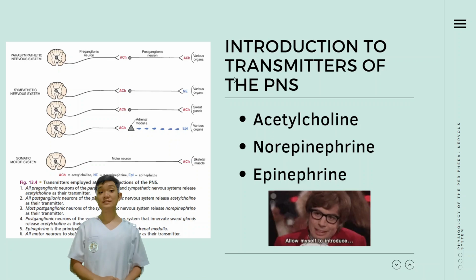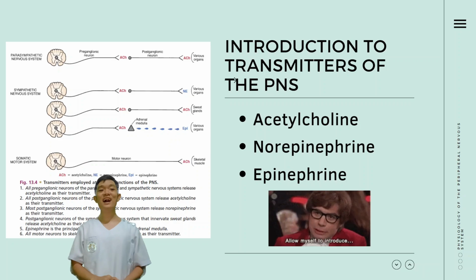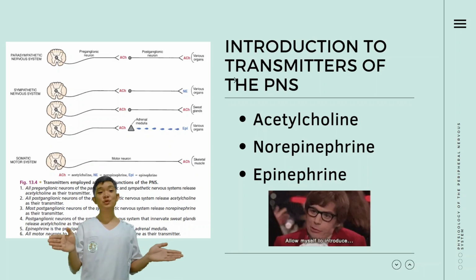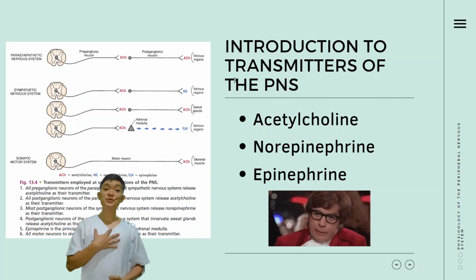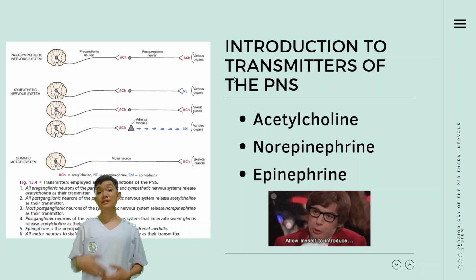Norepinephrine, also known as noradrenaline, is a neurotransmitter and hormone that is produced by the sympathetic nervous system, which is responsible for the fight or flight response in the body. Norepinephrine is released by noradrenergic neurons and acts on adrenergic receptors, including alpha and beta receptors. It increases heart rate, blood pressure, blood sugar levels, and also causes vasoconstriction.